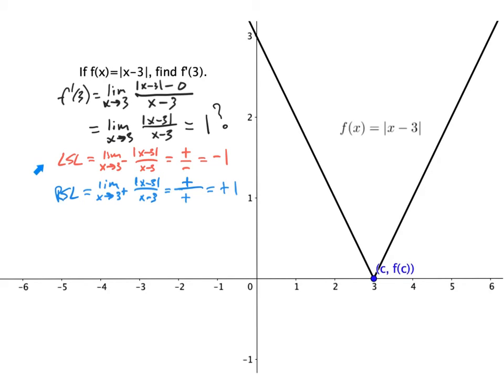Now, because our left-sided limit and our right-sided limit don't agree, we could write that f of x is not differentiable. It does not have a derivative at x equals 3.